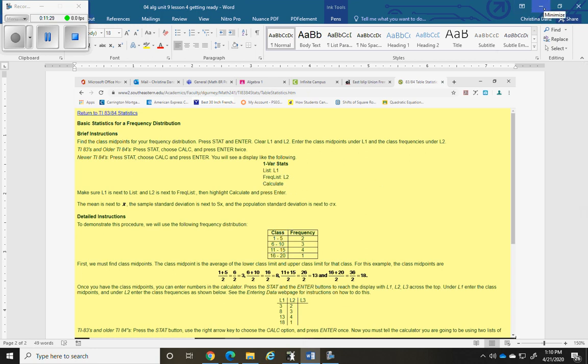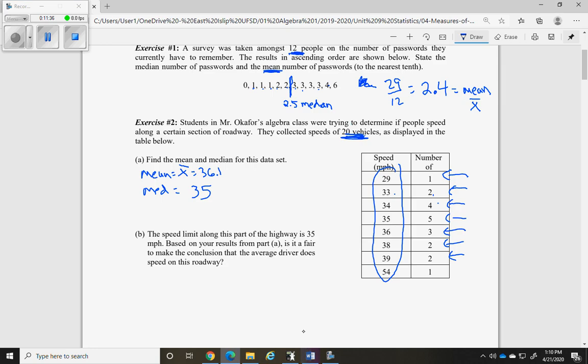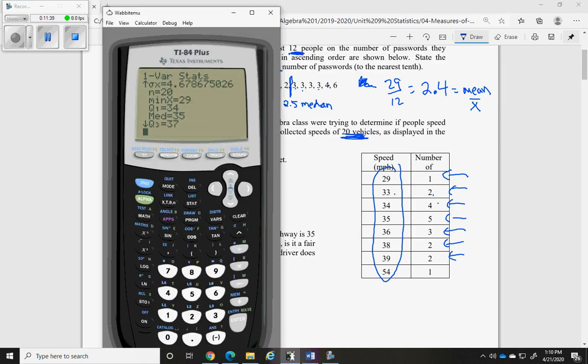I can do it also, even though I don't get those numbers. I'll show you what I can do on my calculator. So we're going to edit our list. And I'm going to enter just the speeds as I see it in my L1. 29, 33, 34. I'm not entering it multiple times this time. I just want to show you get the same answer.